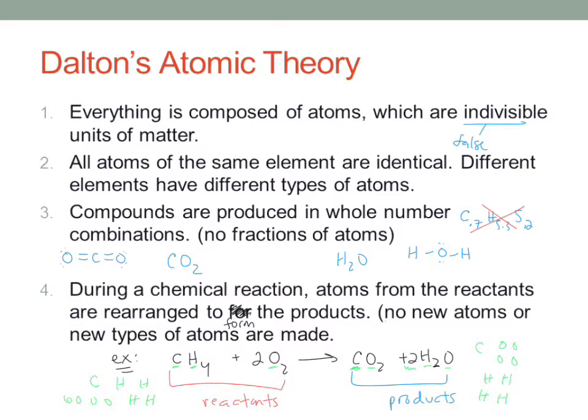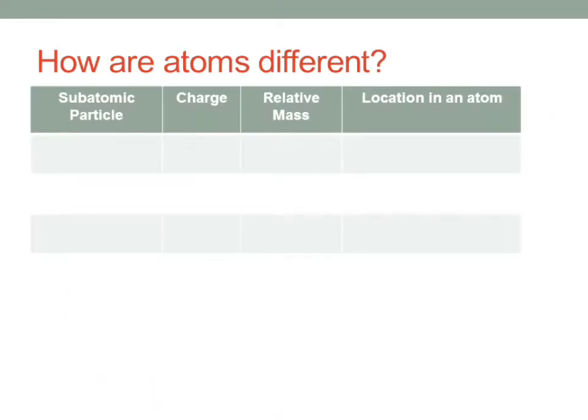So kind of back to this second postulate here, right? If all atoms of the same element are identical, and different elements have different types of atoms, the question is, well, how are atoms similar, or how are they different? So we need to say what they're made up of. So we need to talk about these subatomic particles here. The subatomic particles, right? So subatomic meaning below the atomic level.